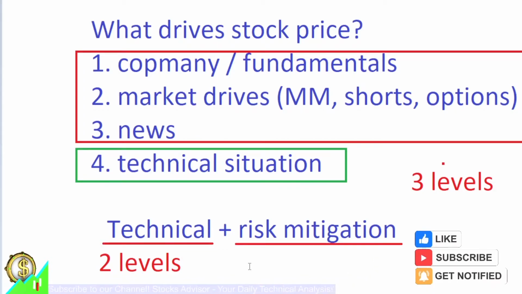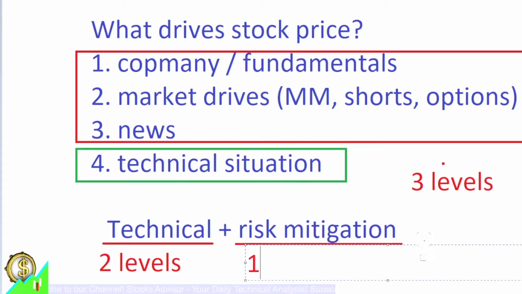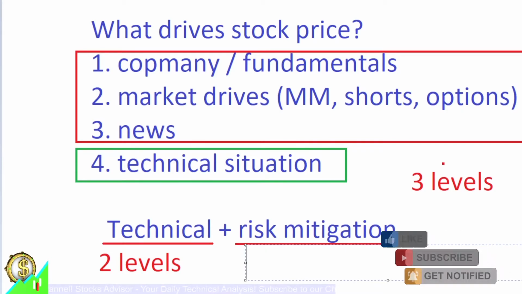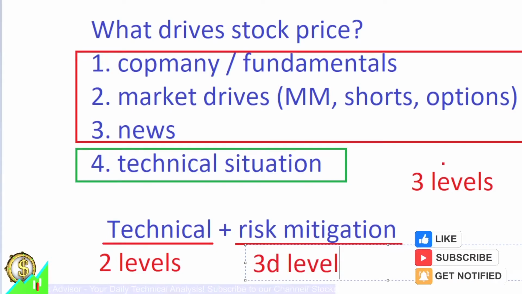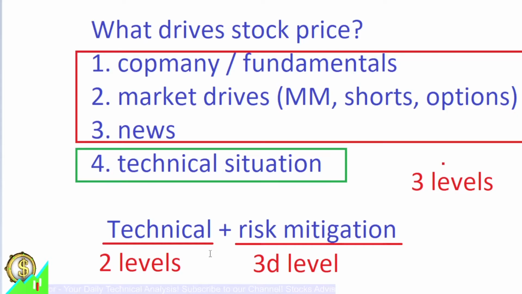Technical levels for technical trading, and the third level, the last level, we always keep for risk mitigation, and that's how we trade. So we have two technical levels, and the third level is risk mitigation. This way we always first trade as technical, and I will talk now about why two levels for technical.